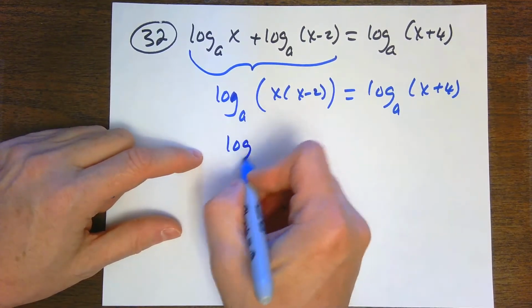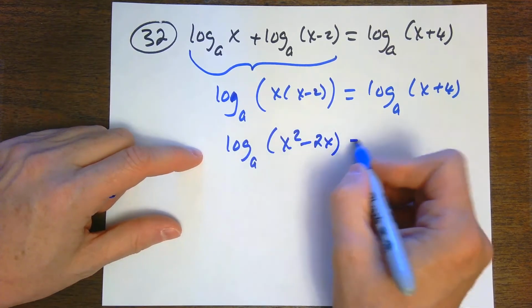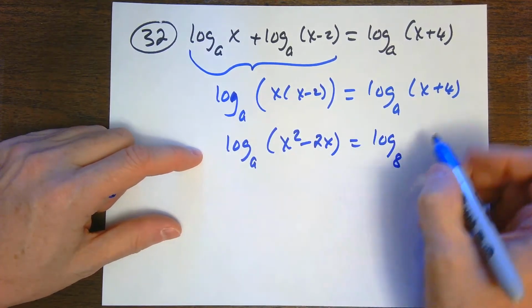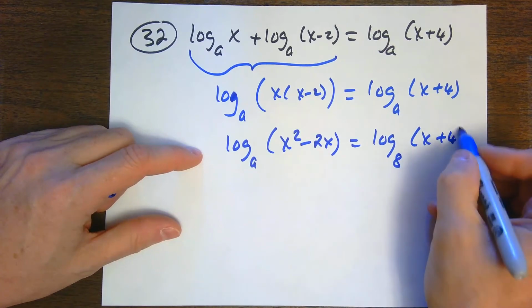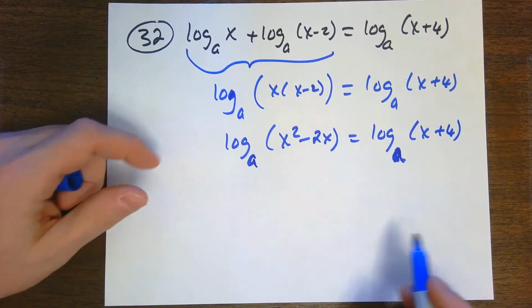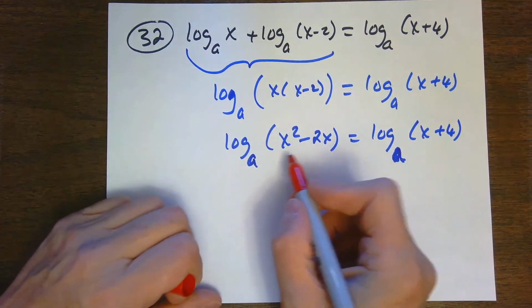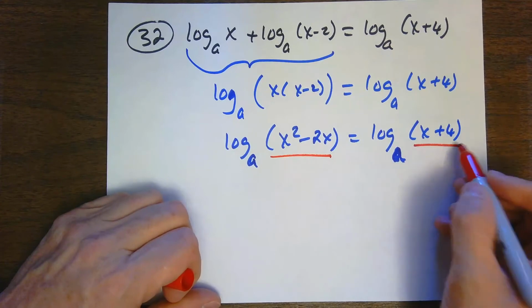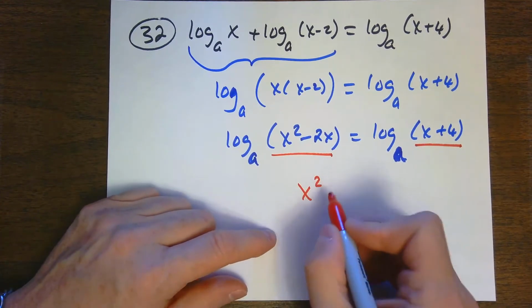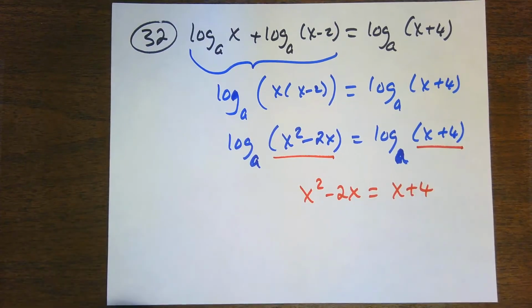Multiply this out. Log base a of x squared minus 2x equals log base a of x plus 4. Why is that an 8? That should be an a. And here's where we can see that the base doesn't really matter, because I've got log base a of this equals log base a of that. Therefore, this must equal that.